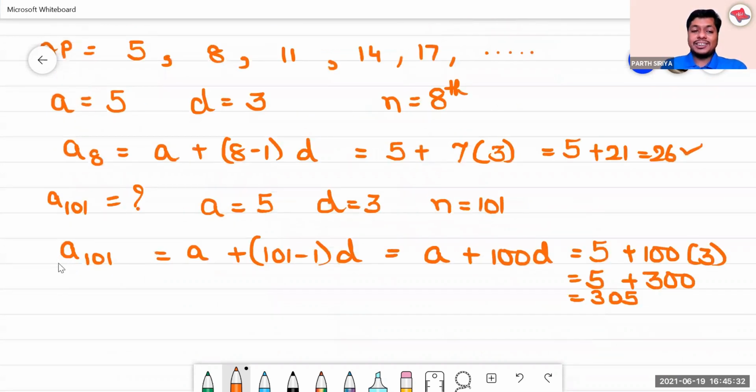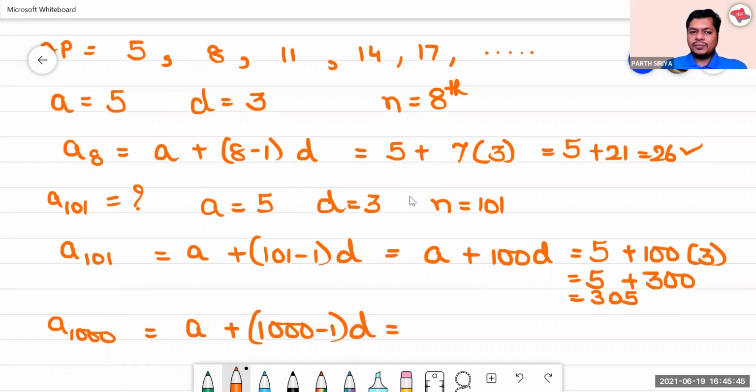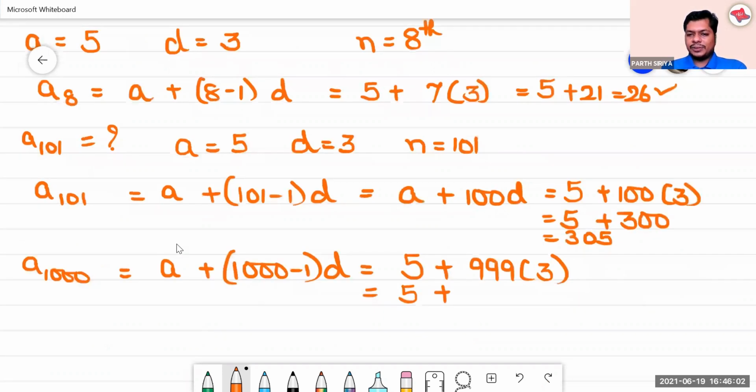फिर मैंने आपको पूछा था 1000 टर्म कौन सा हुआ, तो आप 1000 वाला टर्म भी ढूंढ सकते हो. A1000 means A plus 1000 minus 1 D. That is equal to 5 plus 999 into 3. अच्छा, ये मल्टीप्लीकेशन आप लोगों को मुझे करके बताना पड़ेगा. What is 999 into 3? I think everybody can help me out with it. 9 3s are 27, 2 carry over. 9 3s are 27. So 9. 2997. Perfect. Very good. 2997.